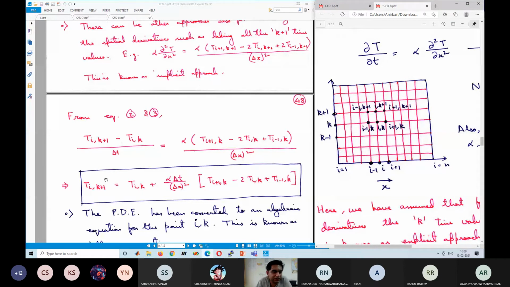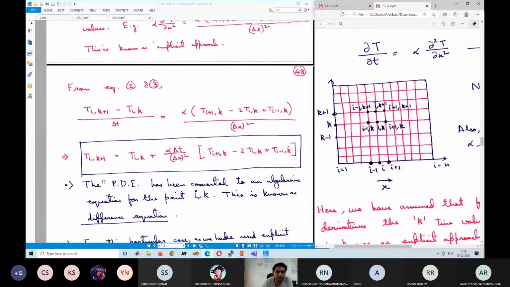This is the discretized equation of the PDE. This is also known as difference equation. This PDE has been converted to an algebraic equation for the point i, k. We have converted it to an algebraic equation. This is known as the discretized equation or difference equation.